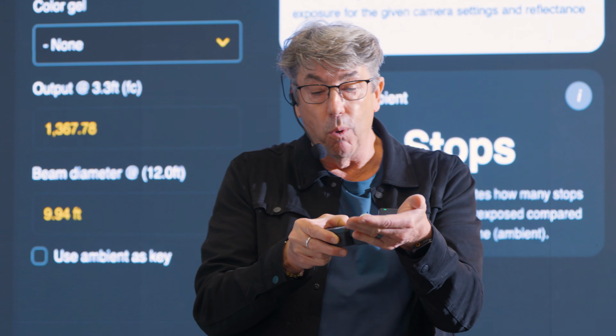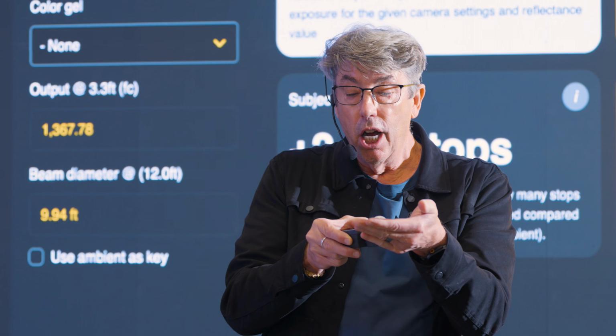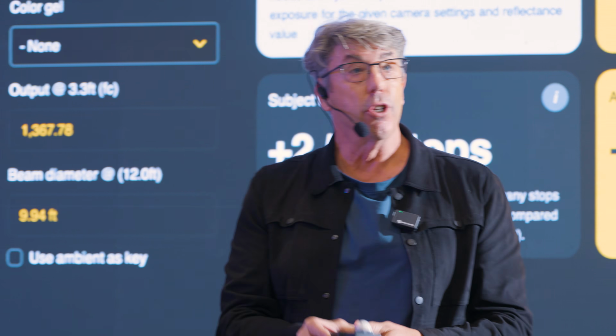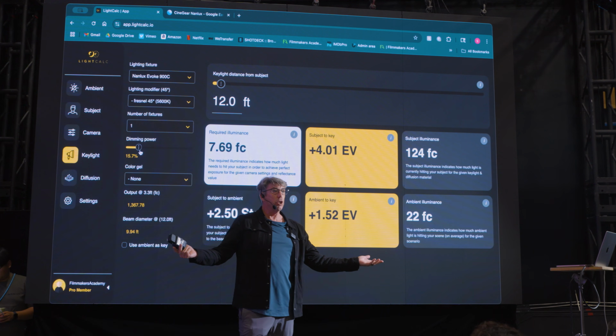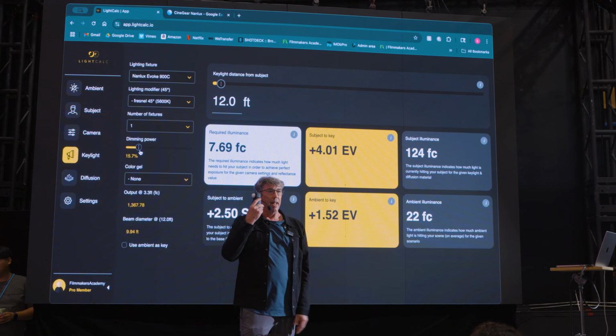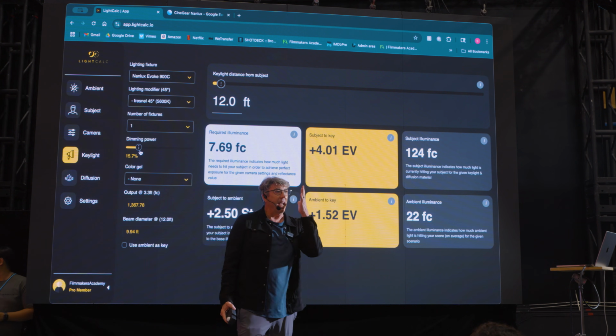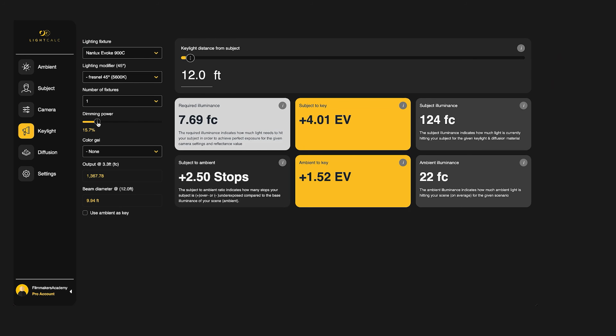And my ambience was an 8.5. So now I have the perfect 2.5 stops down on this side of my face, and I have that key light, and that calculated it perfectly.